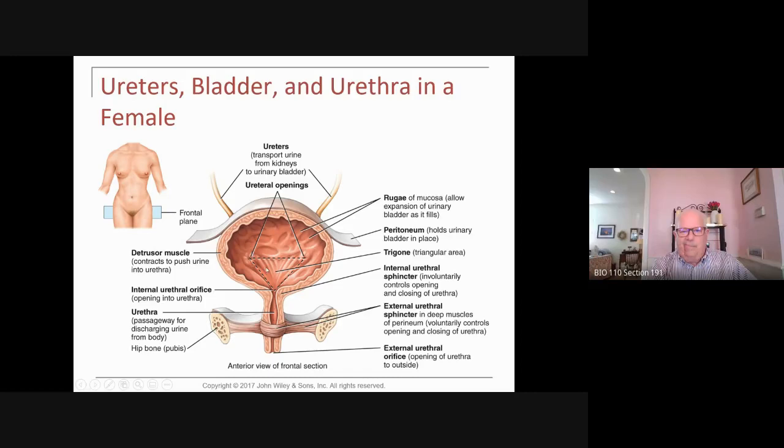There is a muscle outside of your bladder called the detrusor muscle, which contracts to push urine into the urethra. And once it gets into the urethra, it goes into the toilet. I hope it goes into the toilet. Okay? So that is your bladder and your urethra. This happens to be a female.